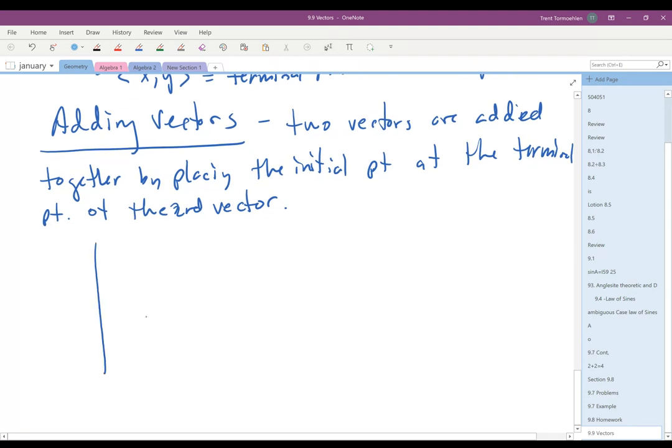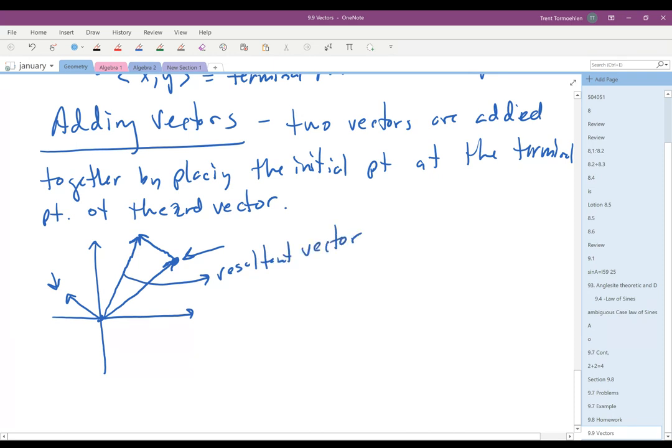let's say we'll just do some generic ones, one that looks like this and one that looks like this. If I add them together, I take this one, I take this initial point, I move it up here. So this becomes the initial point of this vector right here, and then I have that vector start there instead of at 0, 0. And then the sum of the two vectors is the vector from 0, 0 that ends right there. And we call this the resultant vector.